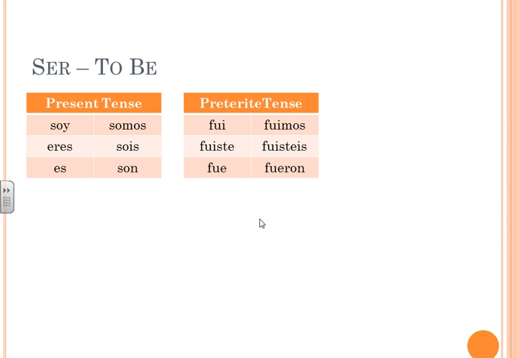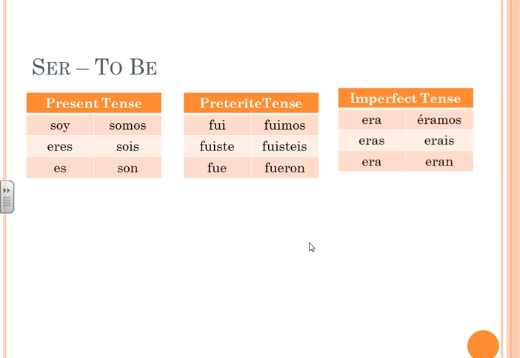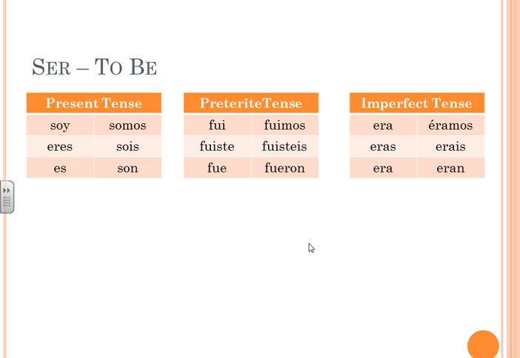This year we learned that the preterite tense of the verb ser is fui, fuiste, fue, fuimos, fuisteis, and fueron. And finally, in chapter 4 we learned the imperfect tense of the verb ser: era, eras, era, éramos, erais, and eran. Of these three tenses, please make sure that you note that the only form that has an accent for ser is the nosotros imperfect tense form. None of the other forms have any accent, so please make sure that you have that noted.